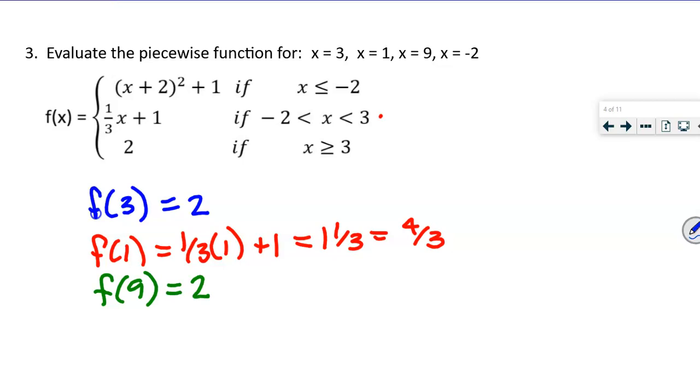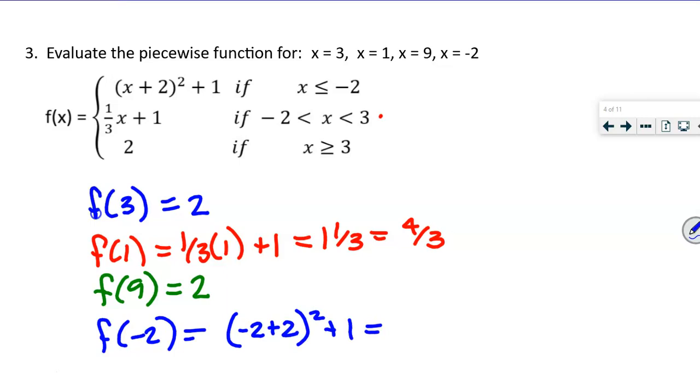Our final one is going to be f of -2. So once again, we're trying to figure out which one of the statements. So is -2 equal to -2? Yes, it is. It's less than or equal to. So it's going to be our first one. So on this one, we're going to say (-2 plus 2) squared plus 1. So this is going to be -2 plus 2 is 0, right? 0 squared is still 0. So that is going to be equal to 1. So here again, you're going to look at these if statements to determine which of the equations you're going to plug the number into.